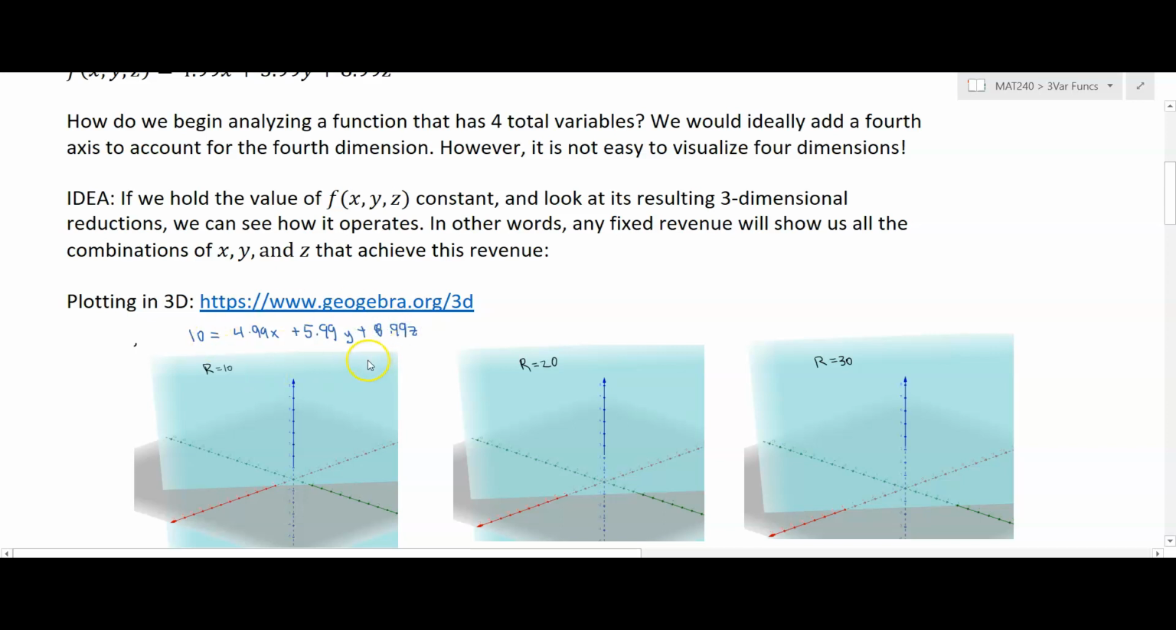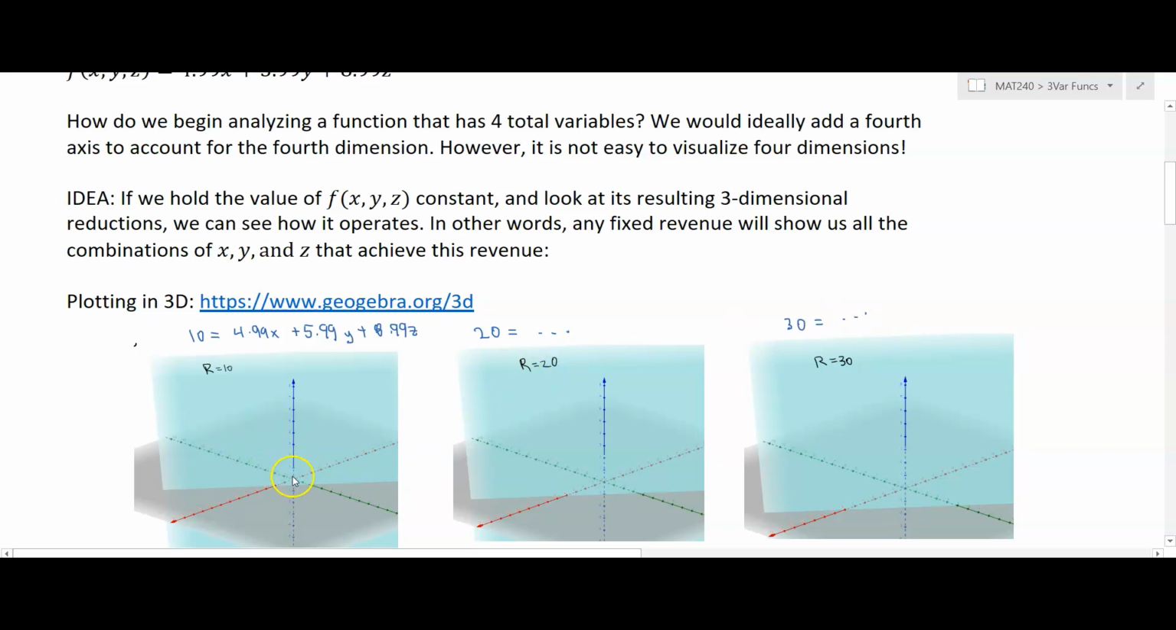This is a linear function, and if we solve for z in this linear function, we could express it in what we would usually refer to as the slope-intercept form of an equation. Here we would have the same thing, but it would be 20 equals this right-hand side, and here it would be 30 equals. So we've successfully removed one of the variables by holding it constant.